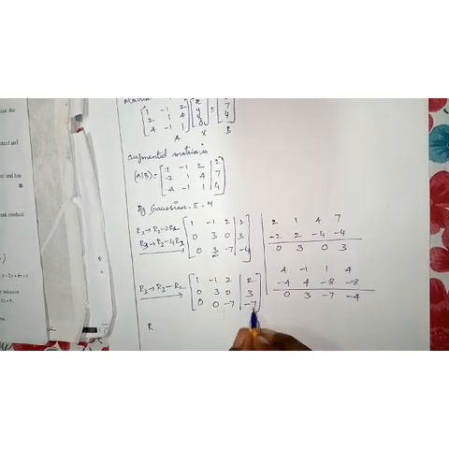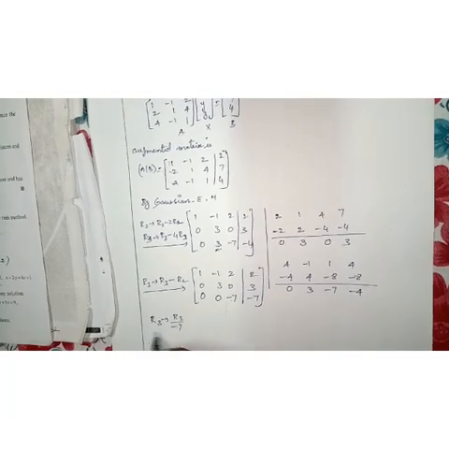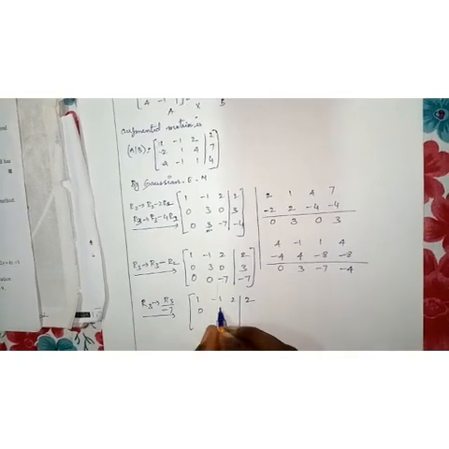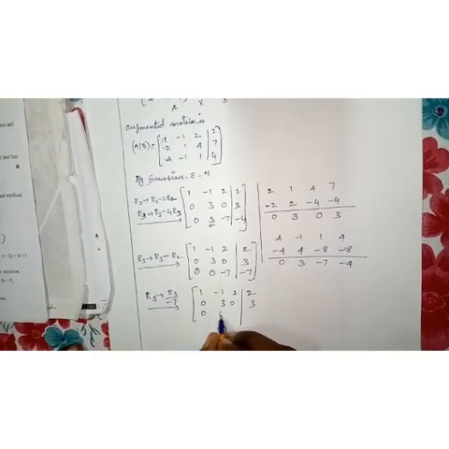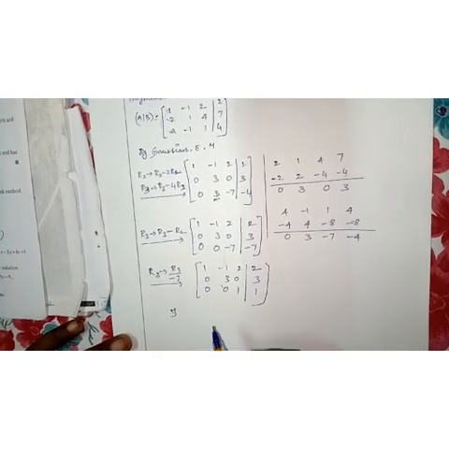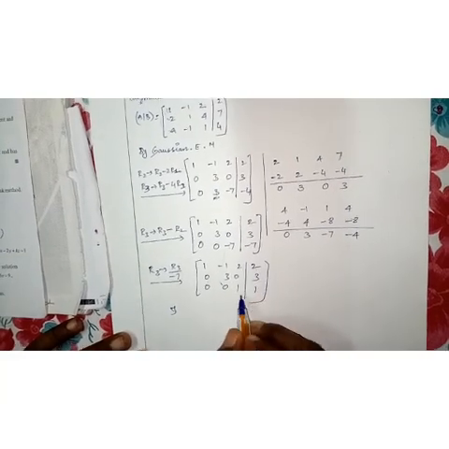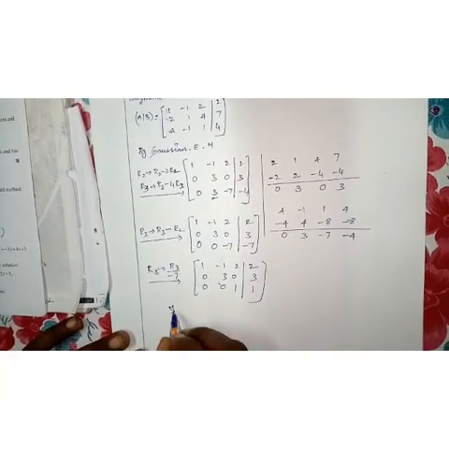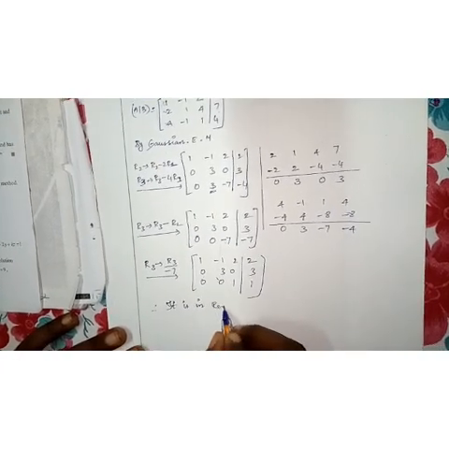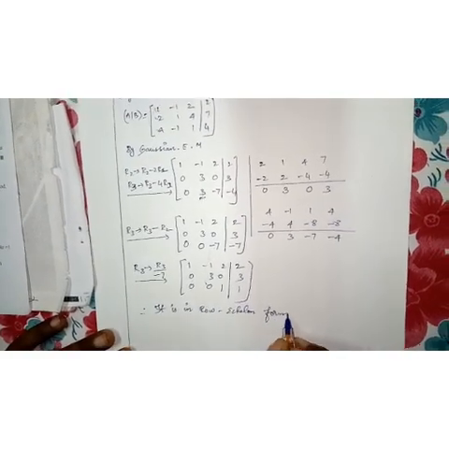Then in R3, minus 7 is common, so shall I divide by minus 7? That gives 1 minus 1 2 2, 0 3 0 3, 0 0 1 1. Now you have the triangle shape of 0s. Is there any row or column converted entirely to 0? No. Therefore, it is in row echelon form.